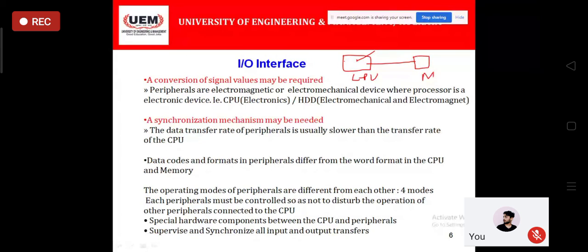So this is an electronic device, and this is basically the electromechanical device. So if you see the speed between these two, this is definitely faster and this is definitely slower. So there is a speed disparity between the CPU speed and the mouse speed. So you need some interface that is going to take care of this. Okay, so it is basically the synchronization part. And the requirement is there, I should say.